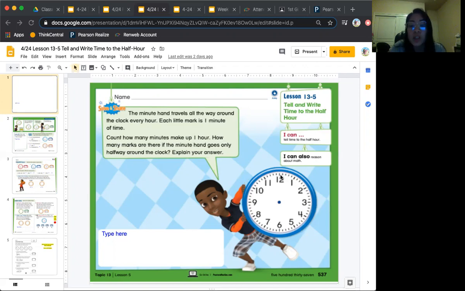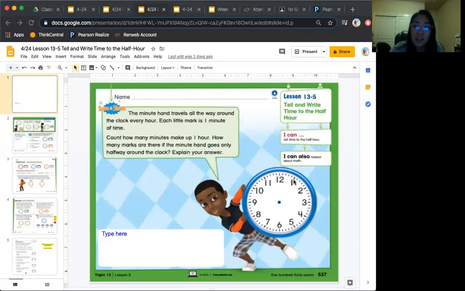Or you can look and see that between every number, there's 5. So you could count by fives. So here's 5 minutes. Look, 1, 2, 3, 4, 5. So every number on the clock, 1 through 12, is on the 5 minutes mark. They mark 5 minutes, but each one little mark is 1 minute.